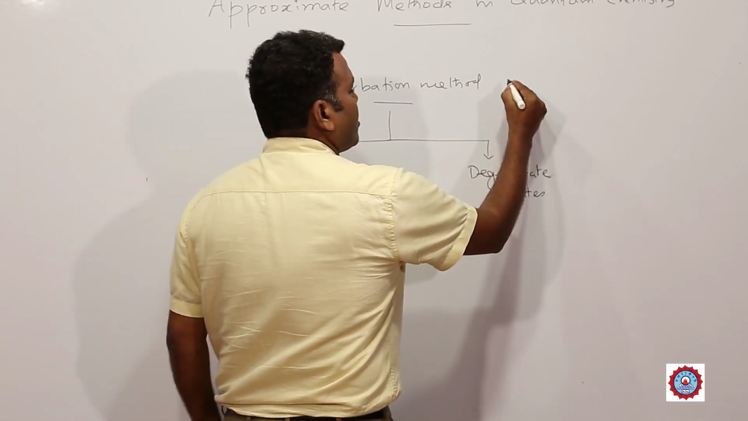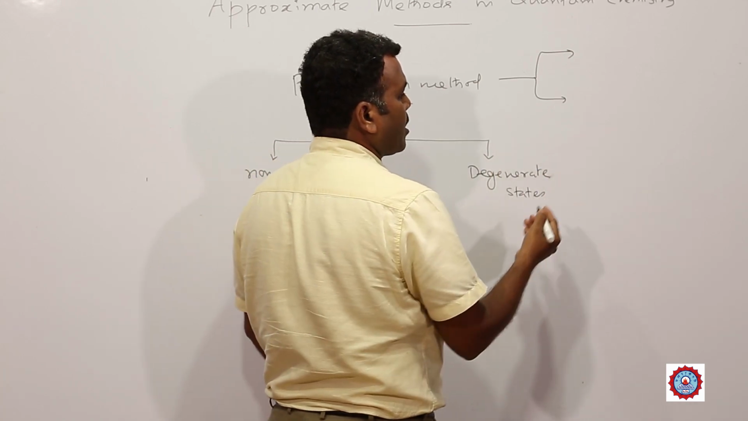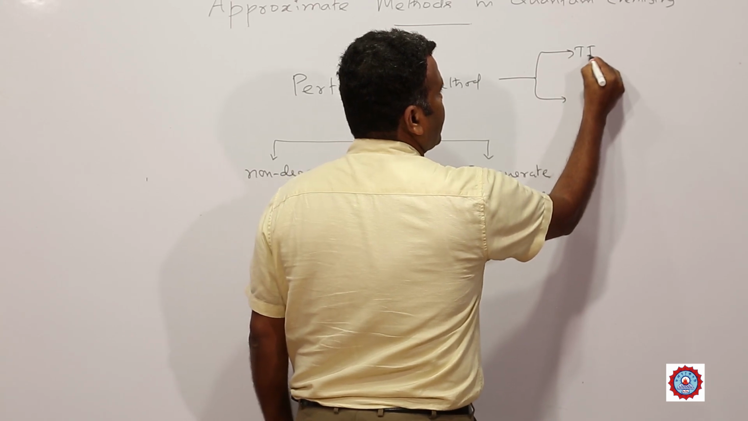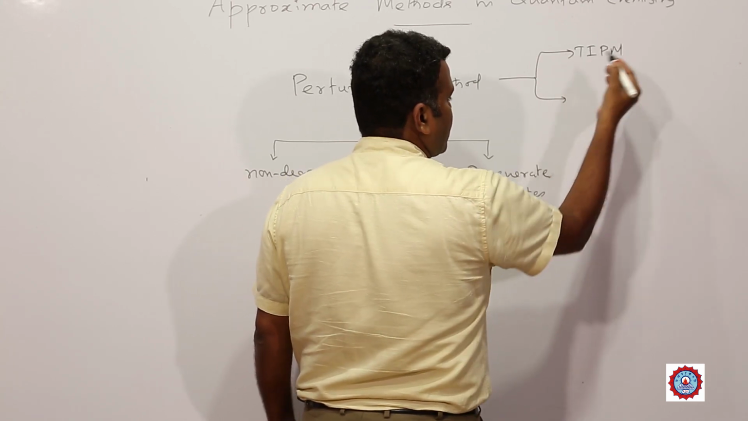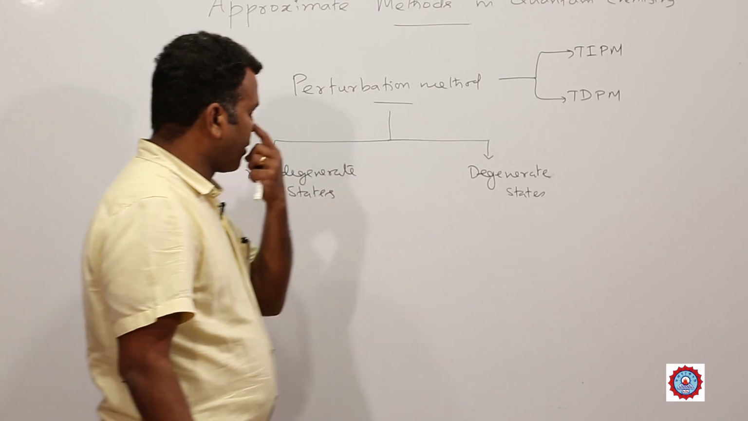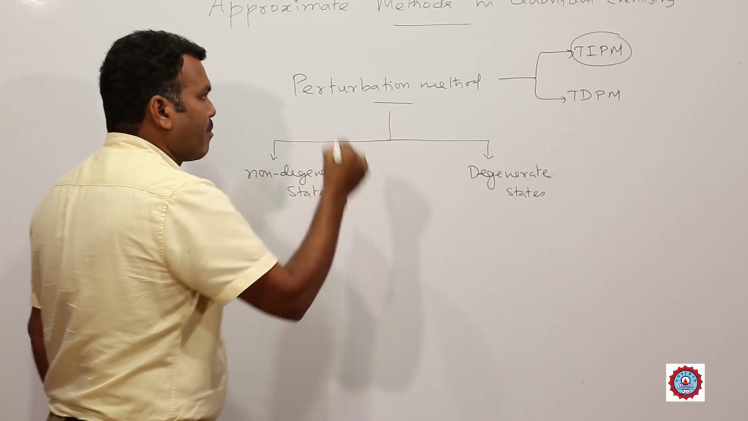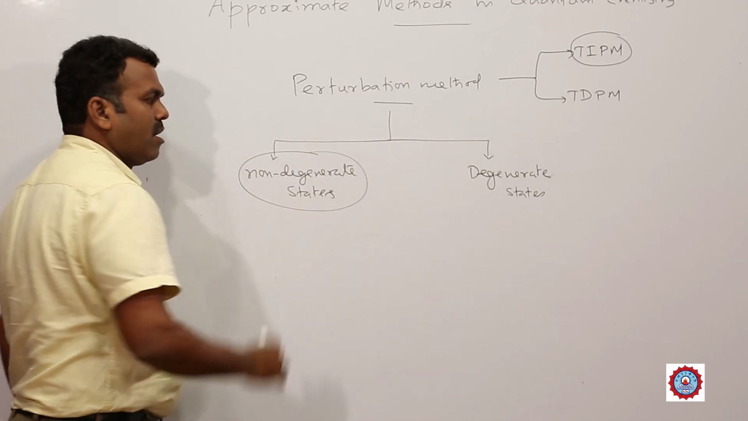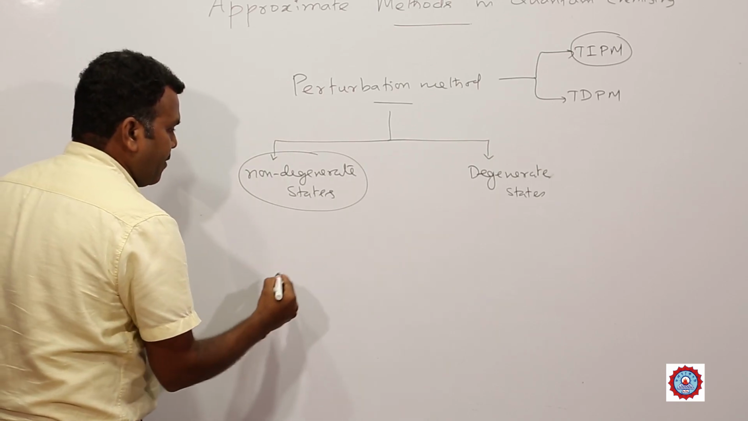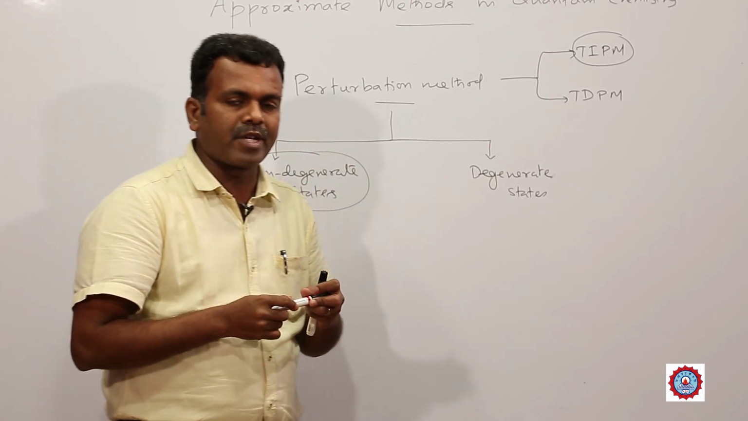And in the perturbation method, we also classify it into two, depending upon whether it is time dependent or time independent. So, we have time independent perturbation theory, and the other one is time dependent perturbation theory. Let me take time independent perturbation theory and apply it for non-degenerate states. So, how to proceed? Listen, this is the idea. First, let me explain what we have to do in the perturbation method.